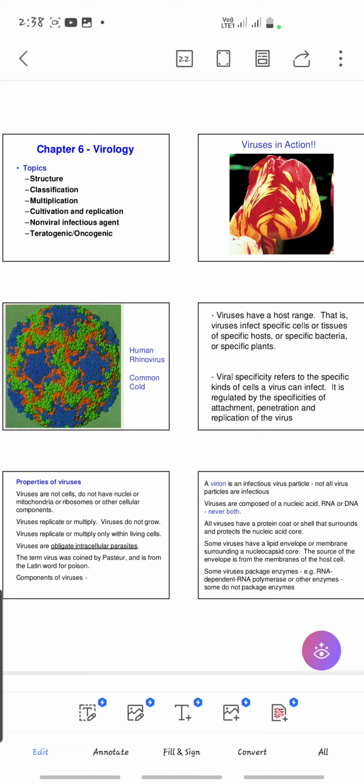Again, viruses have a huge host range, meaning viruses can attach to a specific cell or tissue, a specific bacteria, or plants. Why? Because viruses are microscopic organisms that can infect a host. There is usually a small piece of genetic information, DNA or RNA, located inside the protective shell called a capsid. Some viruses also have their own envelope.